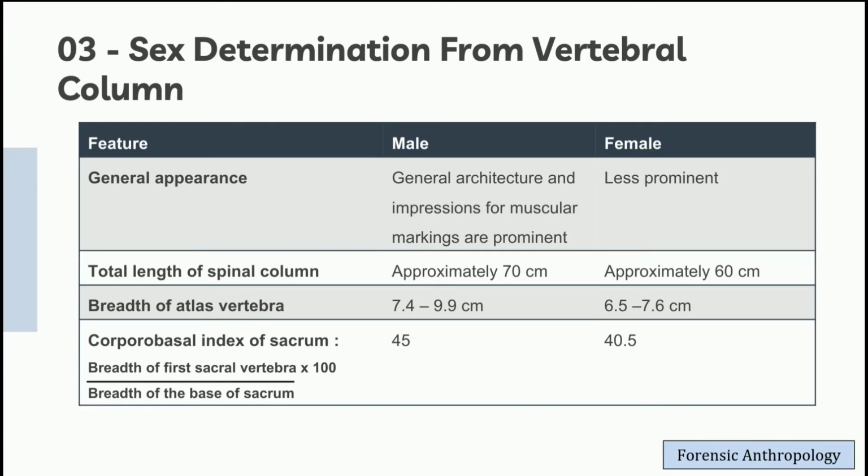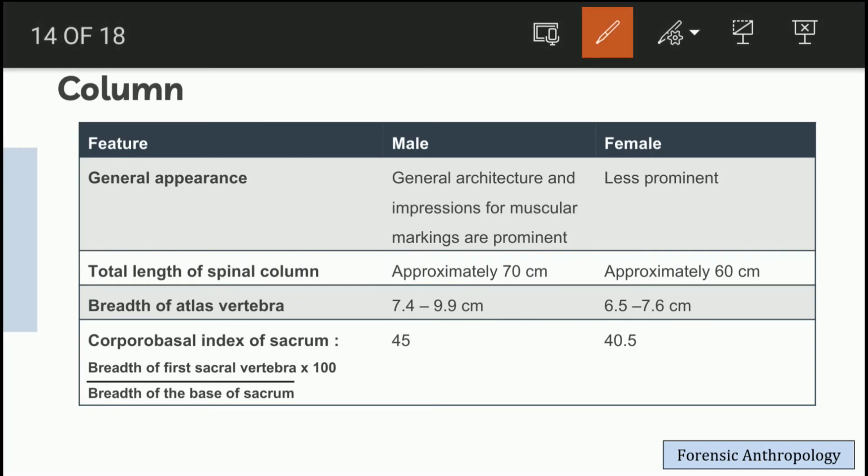The next point is sex determination from the vertebral column. Here are the features that we are going to study. First is the general appearance. In male, the general architecture and impressions of muscular markings are prominent, and in female they are less prominent. Then the total length of the spinal column: in male it is approximately 70 centimeter and in female approximately 60 centimeter.